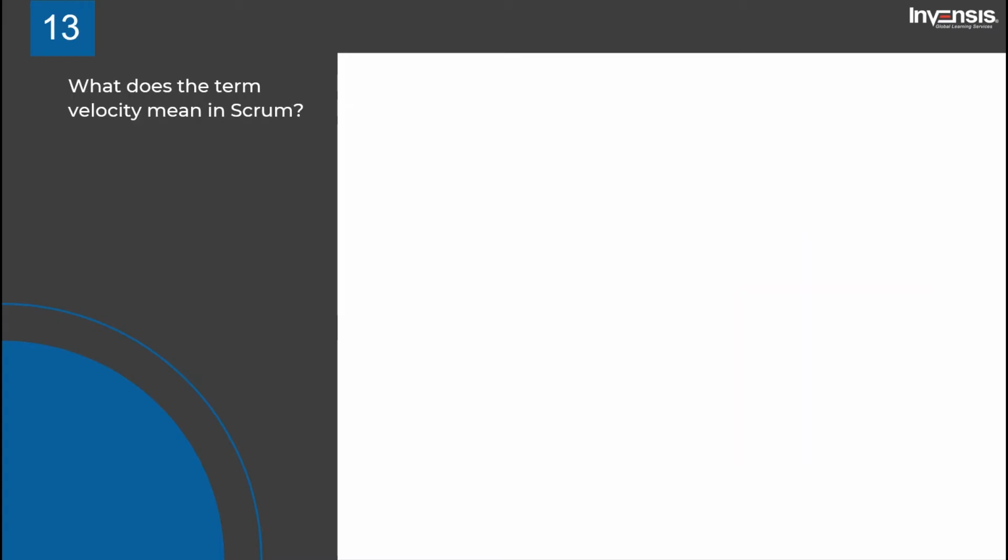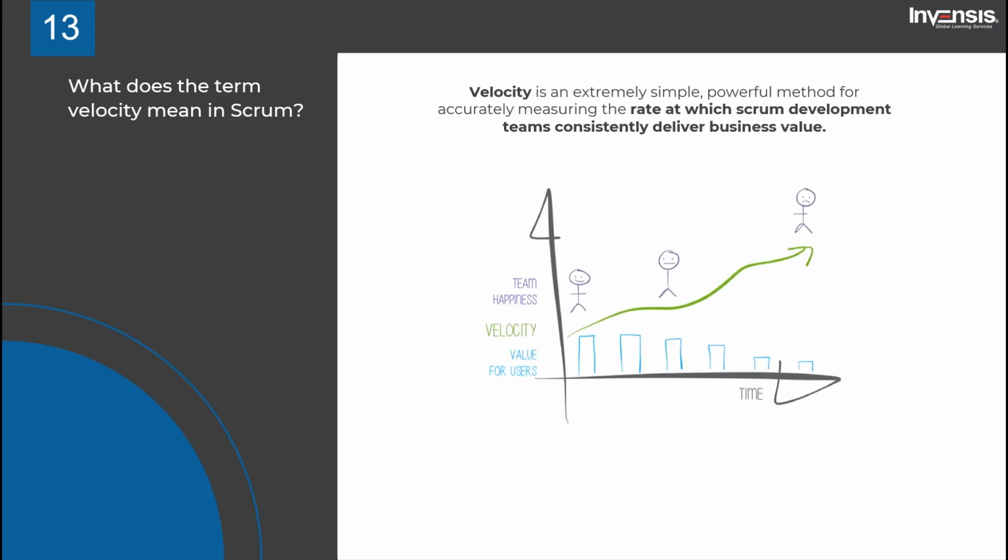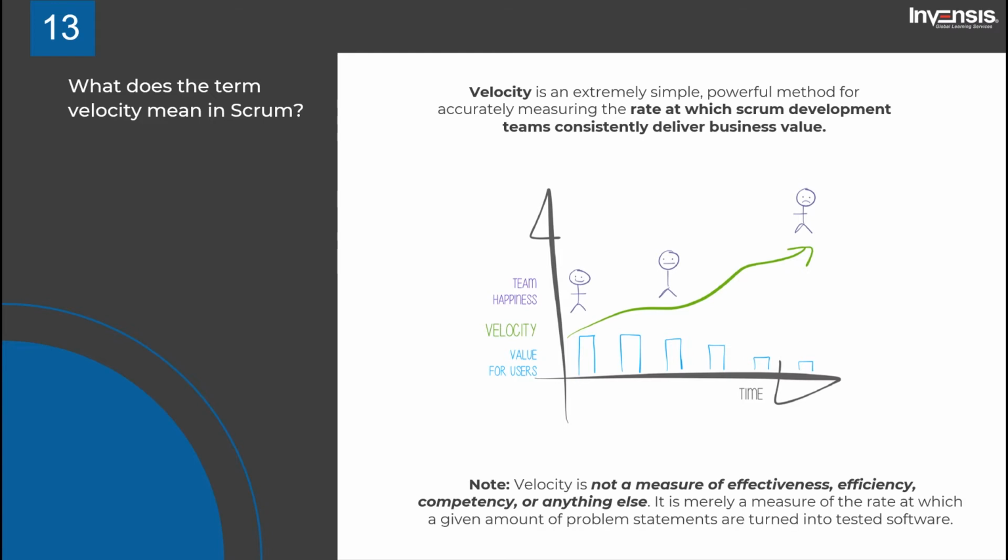Moving on, what does the term velocity mean in Scrum? Velocity is a metric used to measure the amount of work completed by a team during a sprint. The number is obtained by adding all the story points from the last sprint stories. Please remember that velocity is not a measure of effectiveness, efficiency, competency, or anything else. It is merely a measure of the rate at which a given amount of problem statements are turned into tested software.